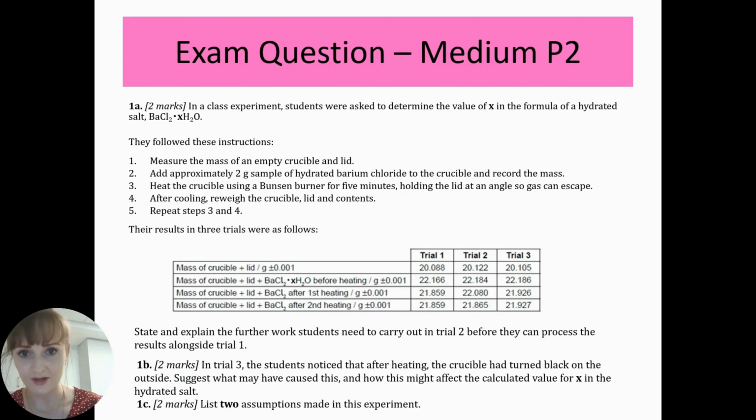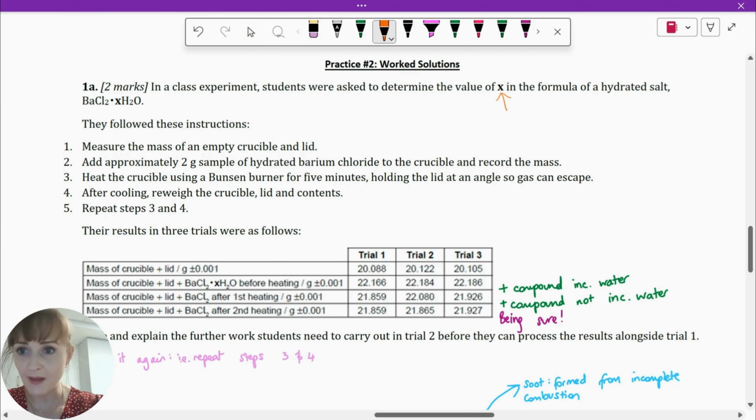The question tells you that in a class experiment, the students were asked to determine the value of x in the formula of the hydrated salt, barium chloride with xH2O. The instructions: they measured the mass of the empty crucible and the lid. They added approximately 2 grams of the hydrated barium chloride to the crucible and recorded the mass, so I know that this is the first mass value.